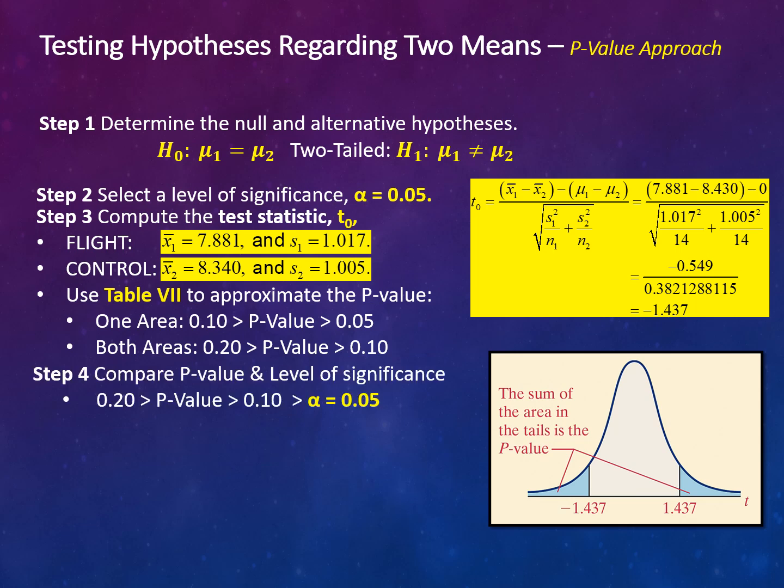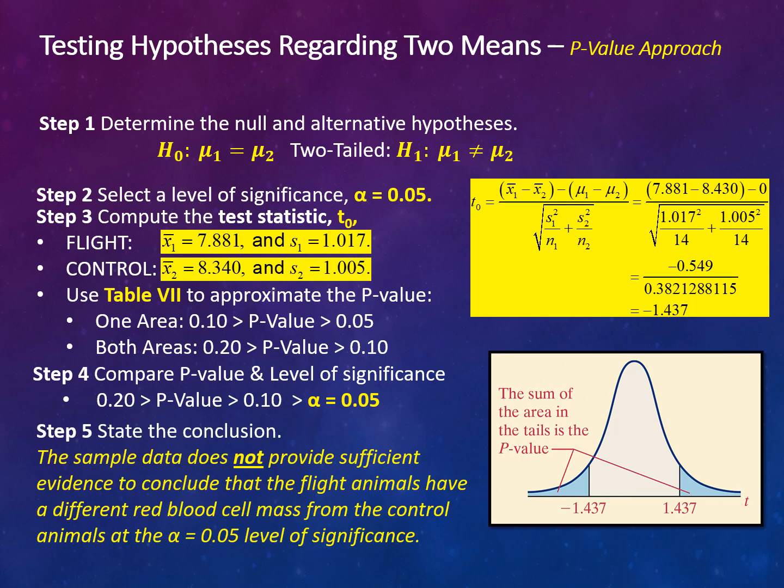Our next step is to compare the p-value and the level of significance. And remember, if the p-value is less than the alpha value, that's when we reject the null. In this case, we know that the p-value is between 0.20 and 0.10, which is still greater than the alpha value, which is equal to 0.05. So in this case, we would not reject the null, and we have the same exact conclusion as we had before.